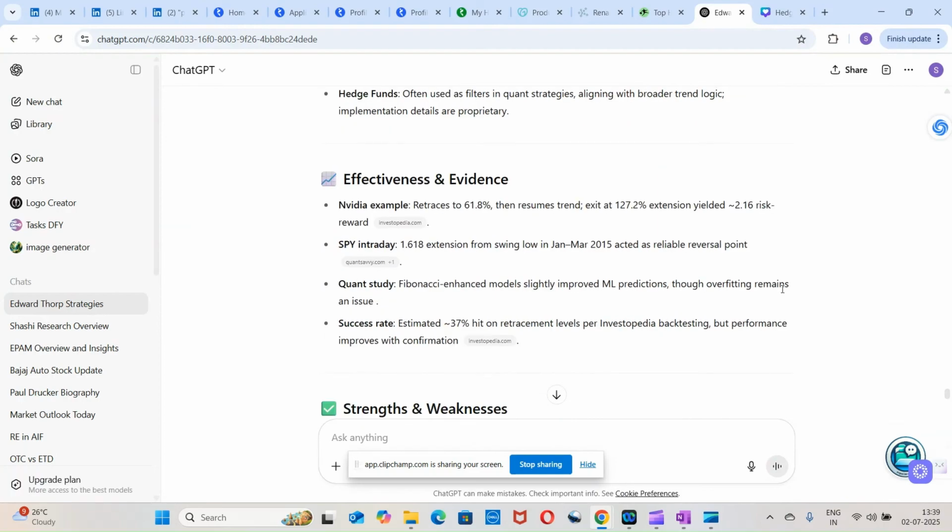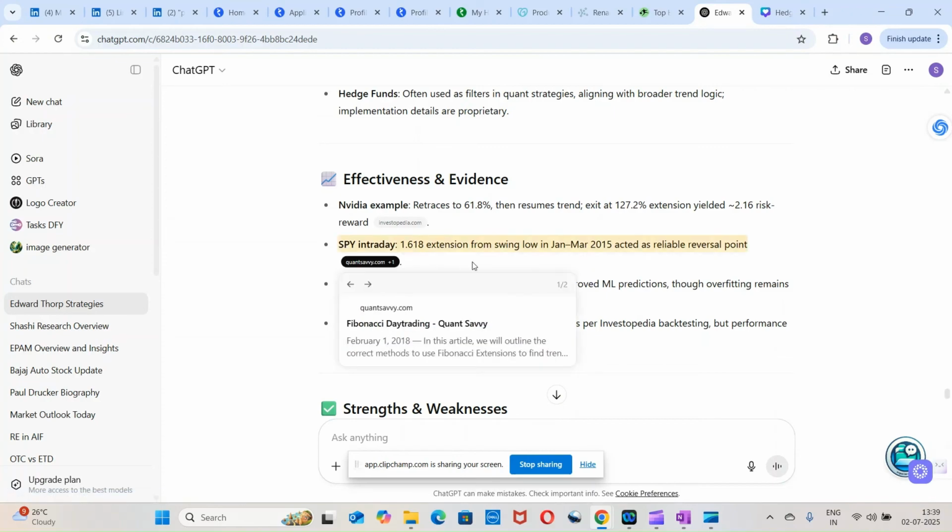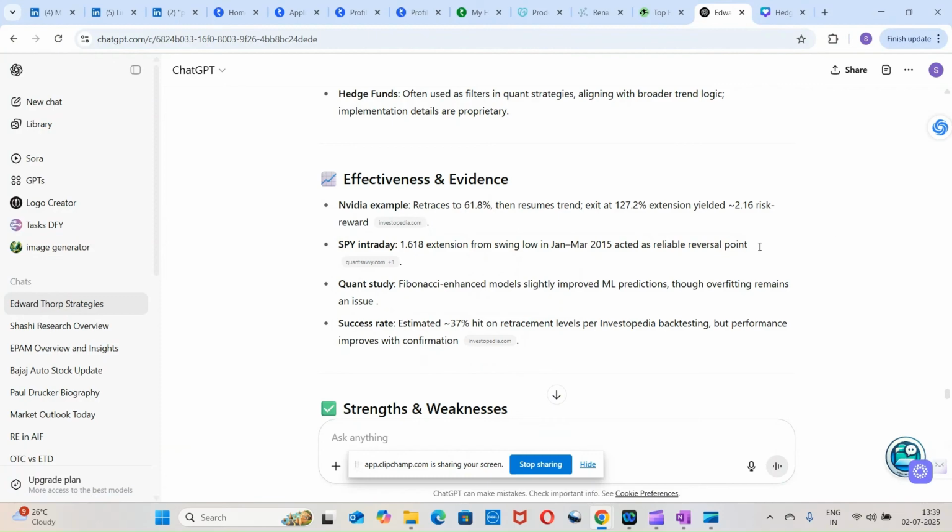Effectiveness and evidence. NVIDIA example: NVIDIA retraced to 61.8%, then resumed the trend, exited at 127.2%, and that's 2 to 1, risk to reward. So basically, it went up, came to 61.8, and then it went up. SPY intraday: 1.618 extension from swing low. This is a fib extension, right? So from 1 it extended to 1.618.